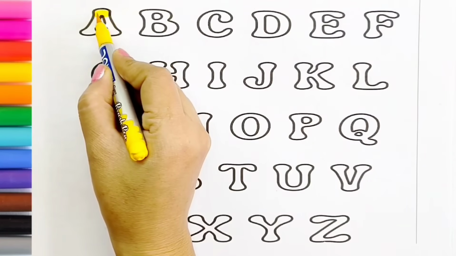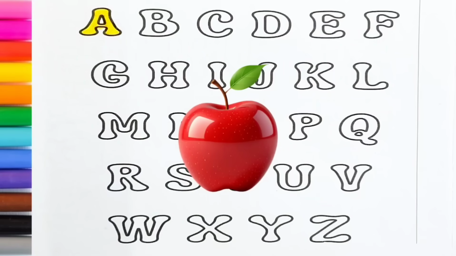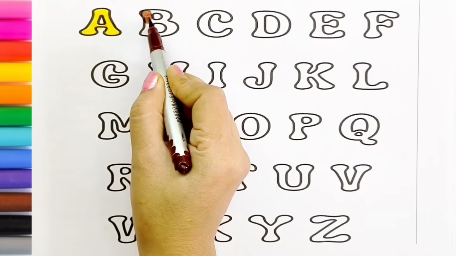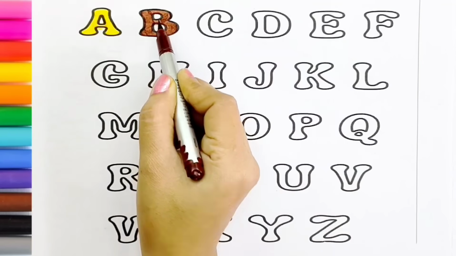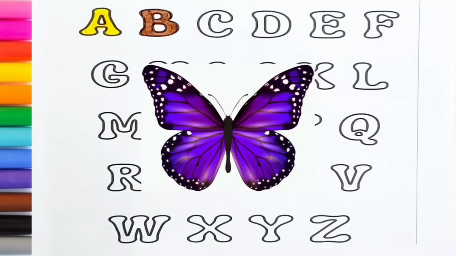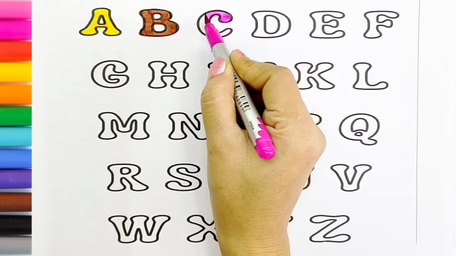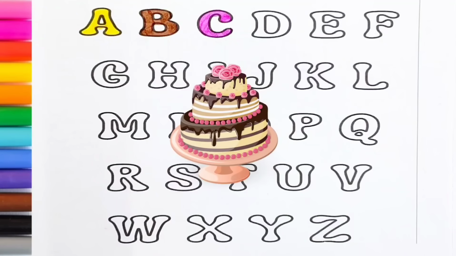Yellow color A. A for apple. Brown color B. B for butterfly. Pink color C. C for cake.